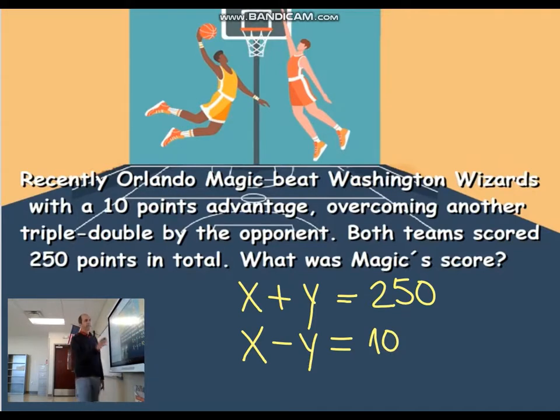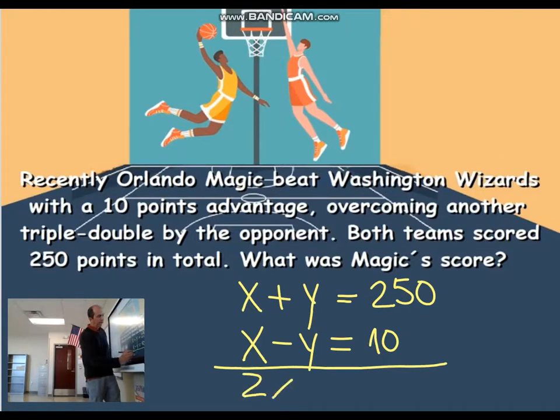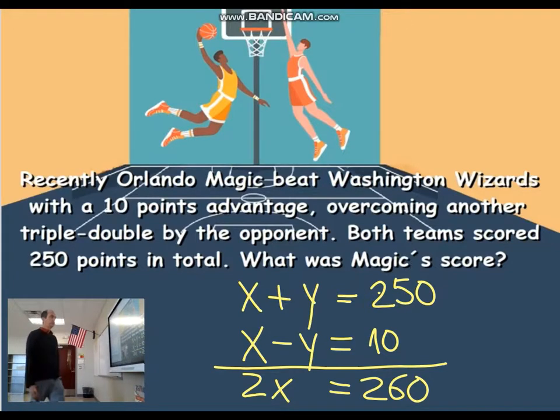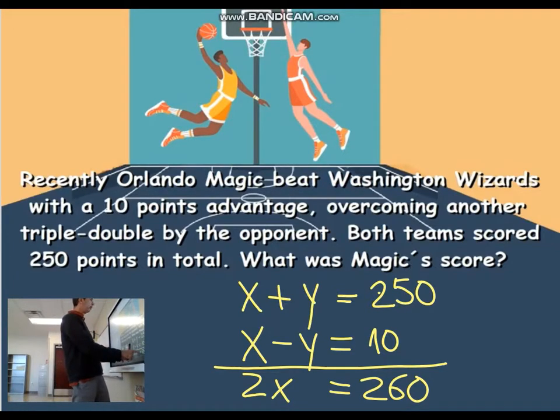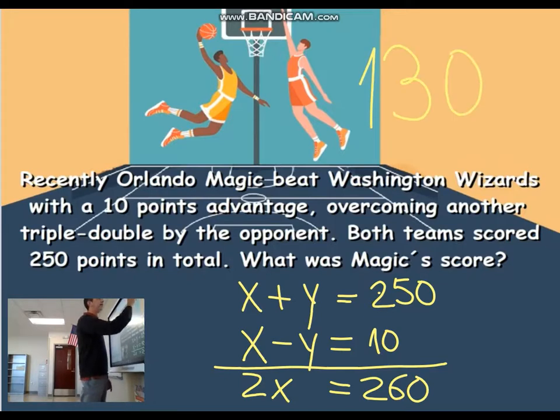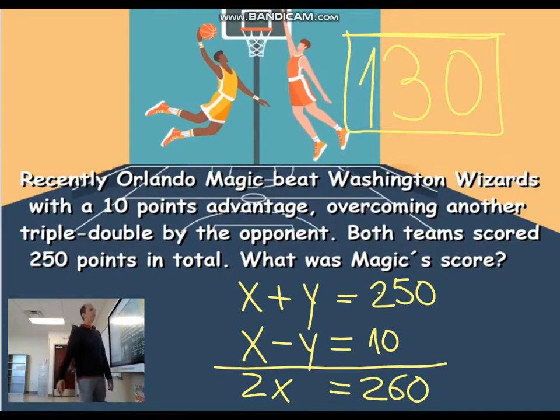Look at that. This is a system of linear equations. You can apply the elimination method here. x plus x, 2x, positive y minus y, 0, and 250 plus 10, 260. 2x equals 260. Divide both sides by 2, and you find the score to be 130 points. The score of Orlando Magic was 130 points.